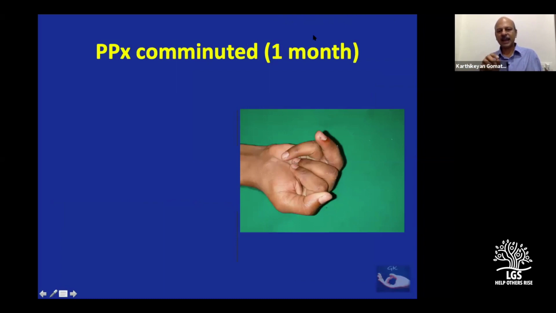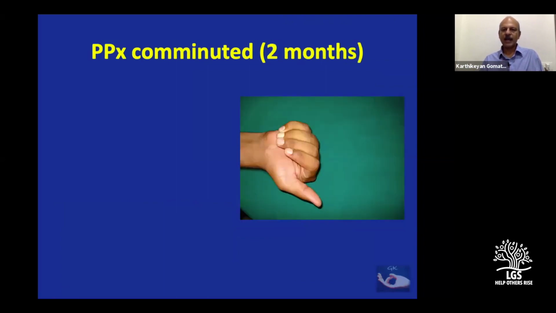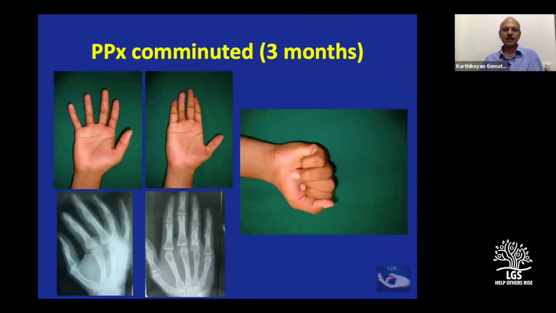Now, at the end of 1 month, this was how it was. After we removed the POP, this was the movement. After 2 months, it improved with physiotherapy. And after 3 months, you can make out the wounds have healed well and the movement is almost back to normal. There is about 80 to 90 degrees of flexion at the PIP joint. And this is the X-ray.